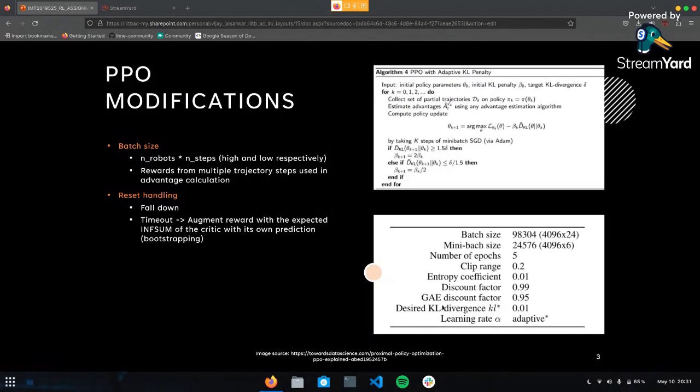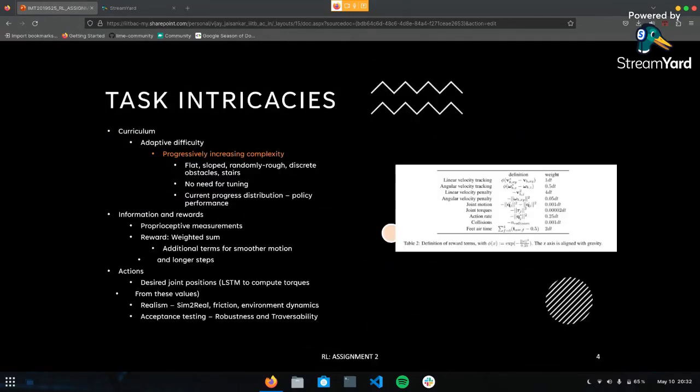Another thing is they used something known as generalized advantage estimation, and that is where this batch size part comes in as well. So that is more of the PPO modifications. Now let's look at the task itself and some of the results.